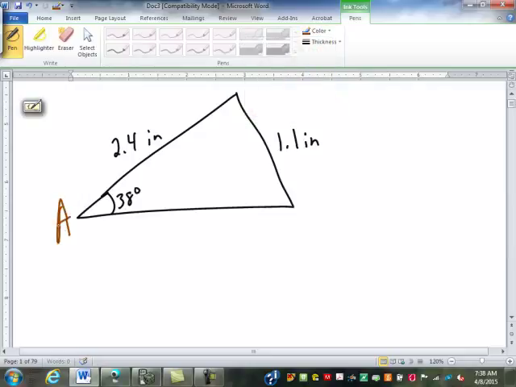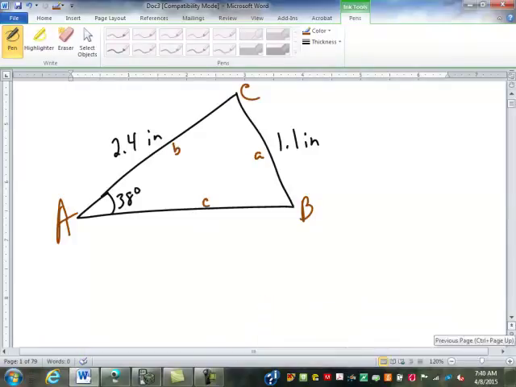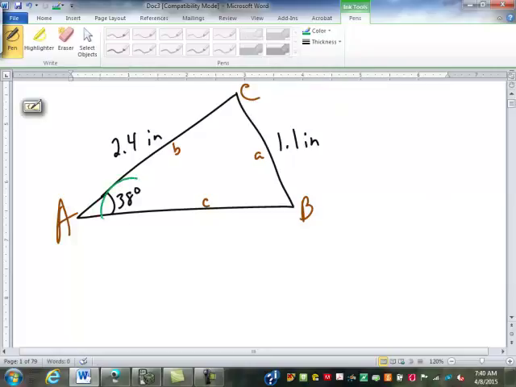So on this one, I'm going to give you a few minutes to work on it. To solve the triangle, we go to set this one up. And we have our angle on its opposite side. So 1.1 over the sine of 38 degrees equals 2.4 over the sine of b.